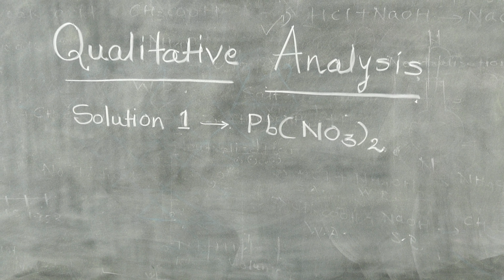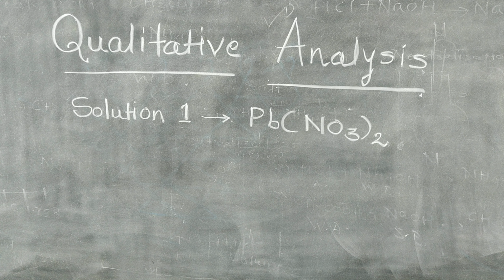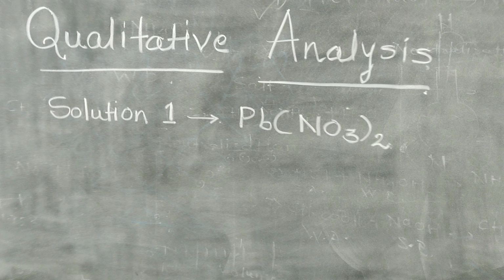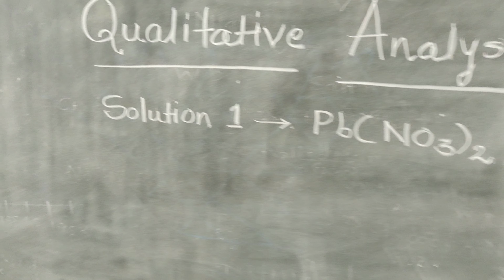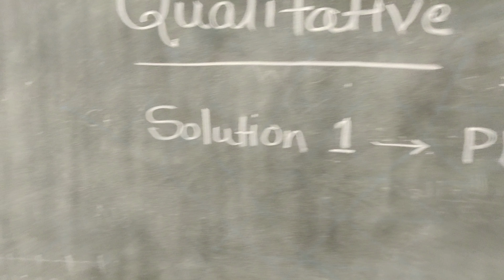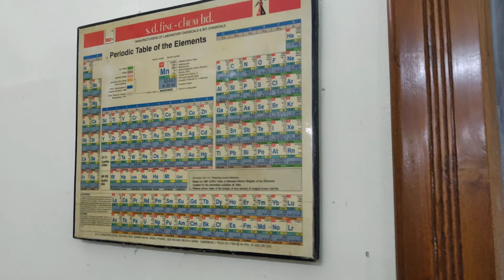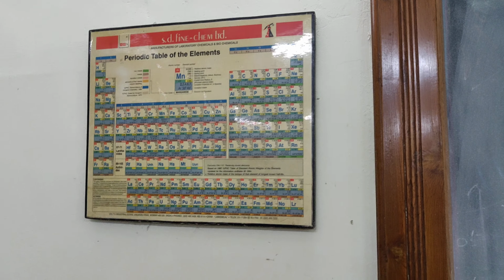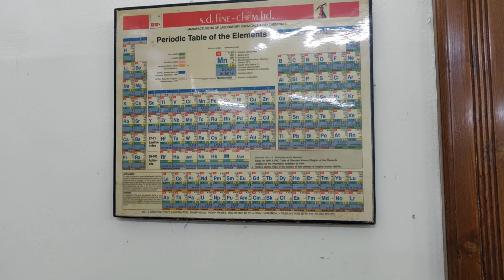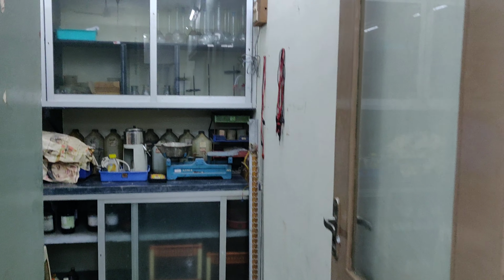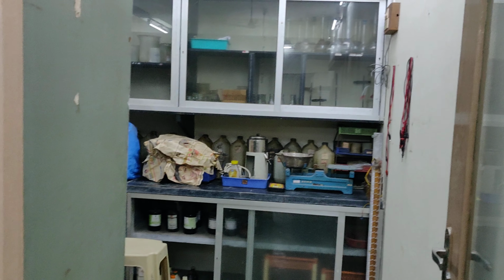We are going to start the qualitative analysis, and you know that qualitative analysis is nothing but identification of cations and anions. Cations means positive ions and anions means negative ions. So we will visit the chemistry lab. This is our periodic table, and this particular section is the preparation room.